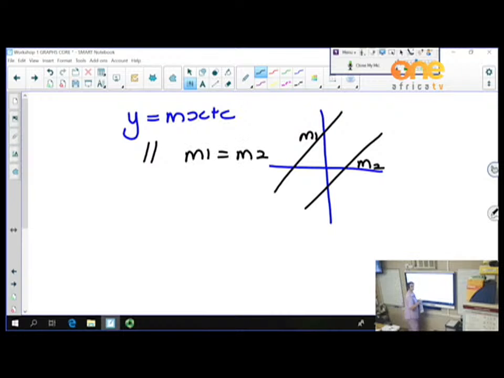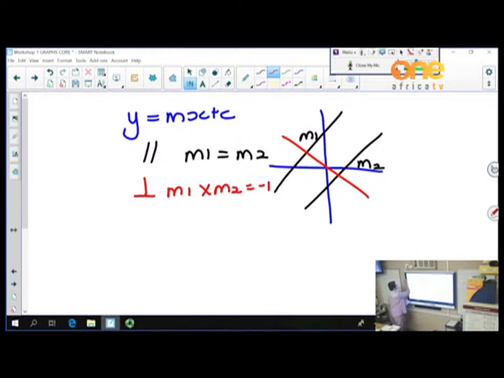Then it's like a railway. But they can also be perpendicular. And then we say they are perpendicular if m1 times m2 is equal to -1. Okay, but we'll go further with that information later on.